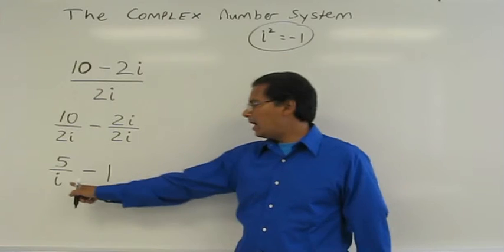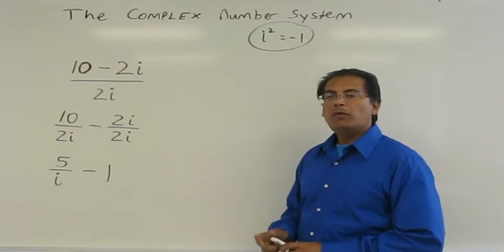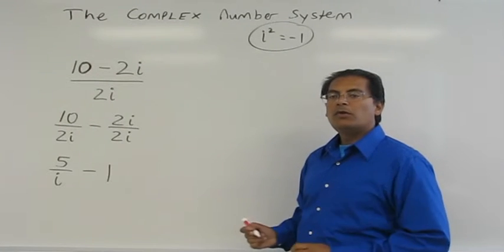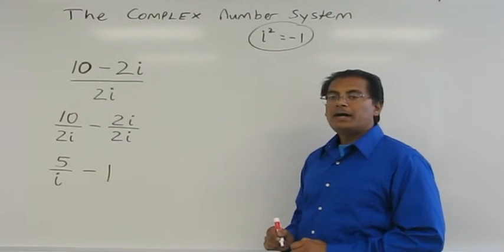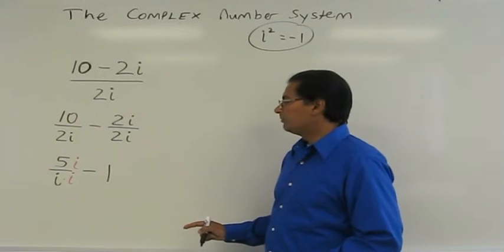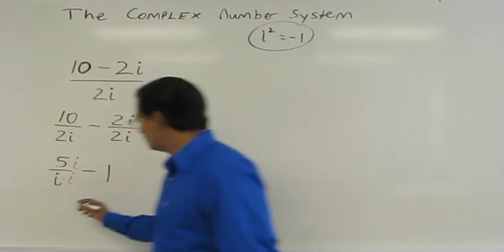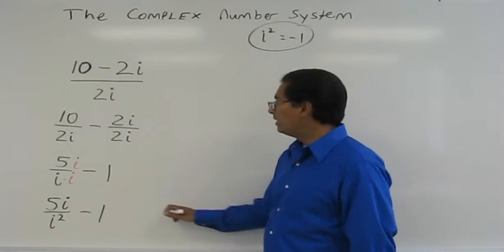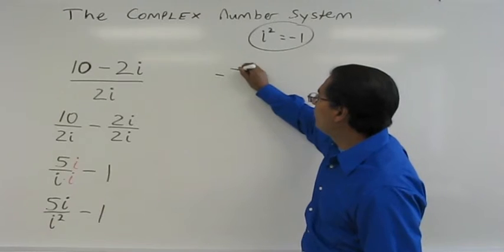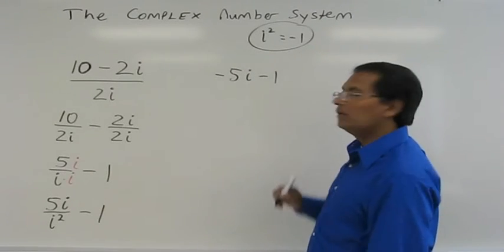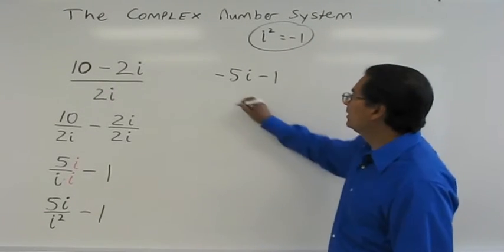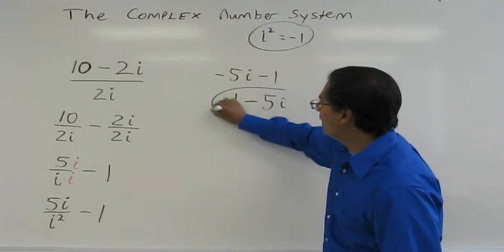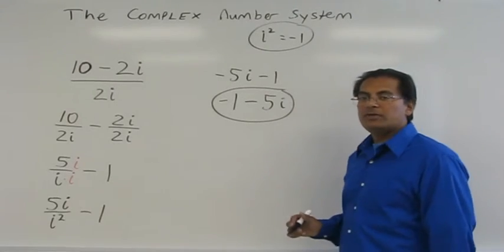Now remember, here we have an i in the denominator. We don't really want to have that i in the denominator. We prefer it to be in the numerator. So we multiply top and bottom by i. And so we end up with 5i over i squared minus 1. And remember, i squared is negative 1. So this is going to be equal to negative 5i minus 1. Or if you want to put the real part in front, this is going to be negative 1 minus 5i. So that would be the end result of our division.